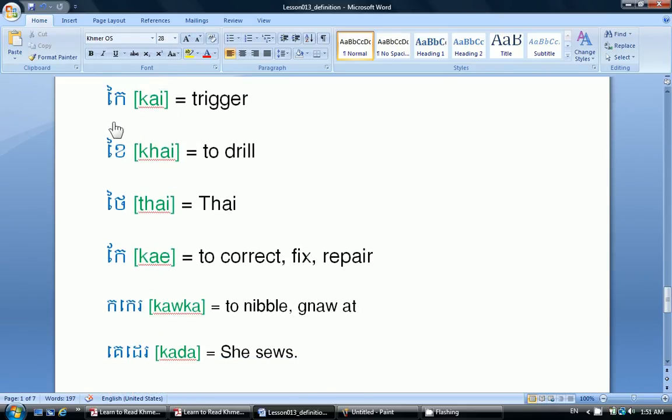Okay, let's look at the next set of vocabulary. We have kai, which means trigger. Kai means to drill. Tai means Thai as people or as a language. Kai means to correct or to fix or to repair. Ko ke, that means to nibble or gnaw at. Ke de, which means she sews.